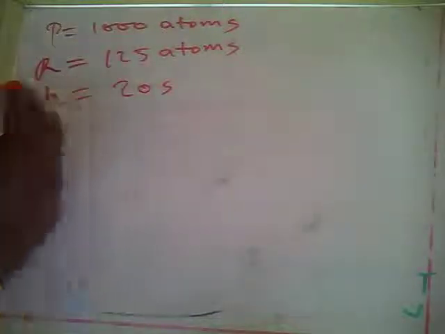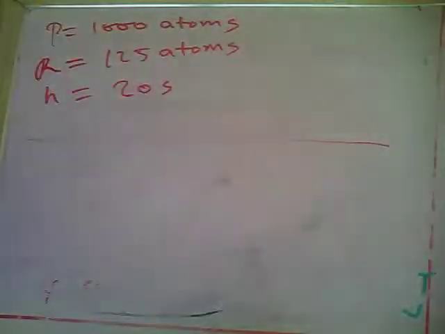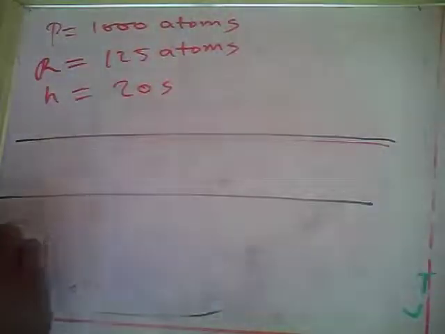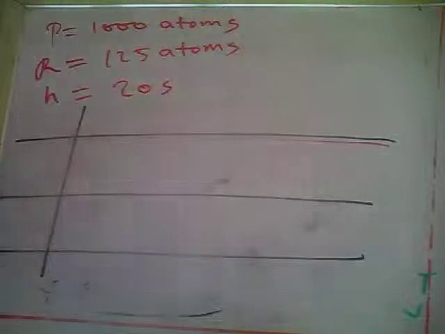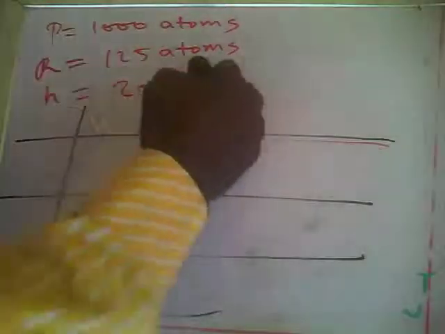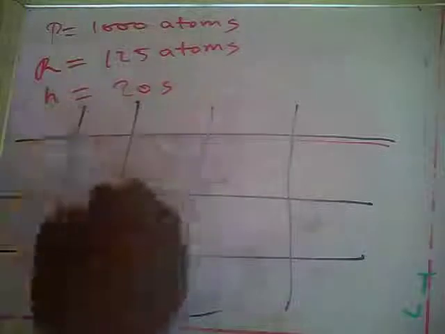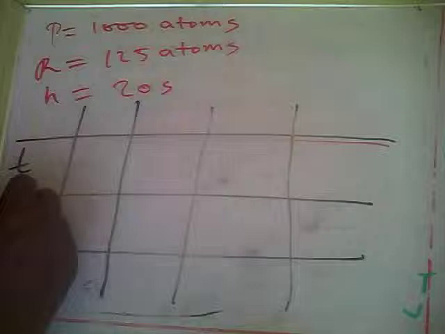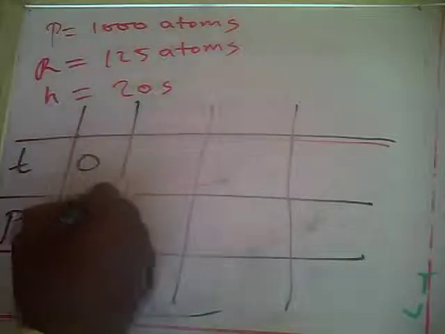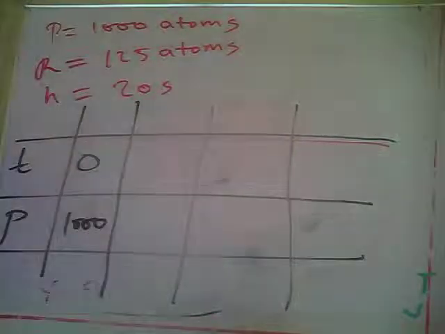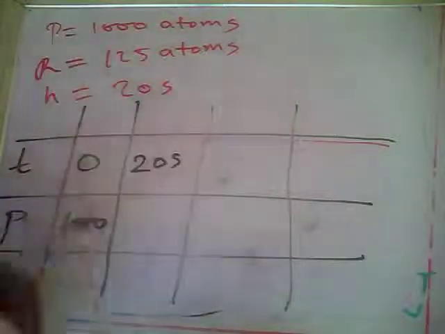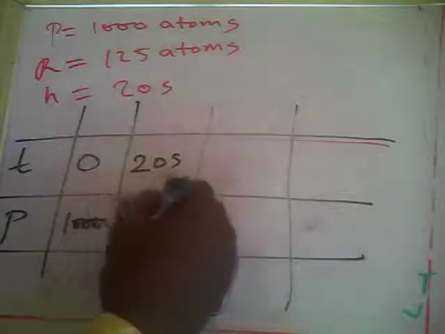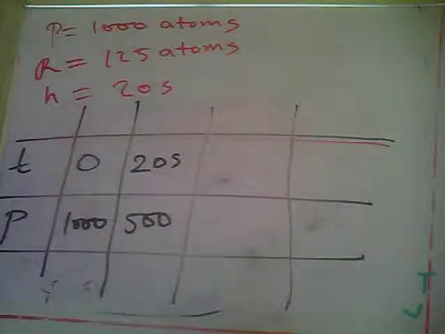Very simple. You draw a table like this, partitioned this way. Now, we look at time and the particle remaining. When time was 0, the particle was 1,000. Immediately 20 seconds elapsed, half of it decayed, so we have 500 atoms left. You understand that? That is half-life.